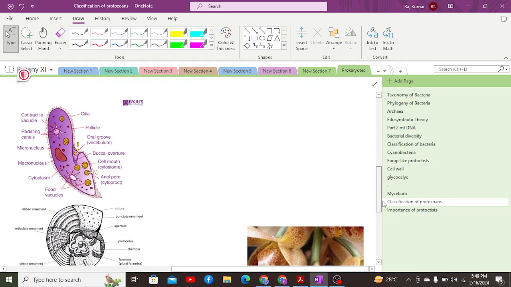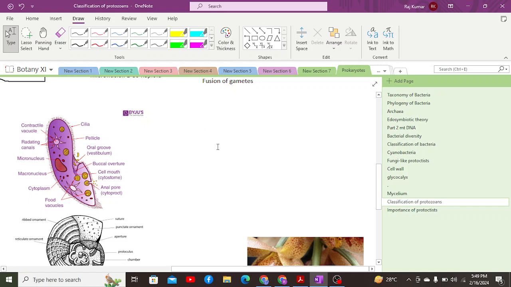Now, coming to the other part, they also have a grooved depression, a groove-like structure within their cell, which is known as the oral groove. That oral groove is the part where the food is taken in, and it is what is known as the gullet.